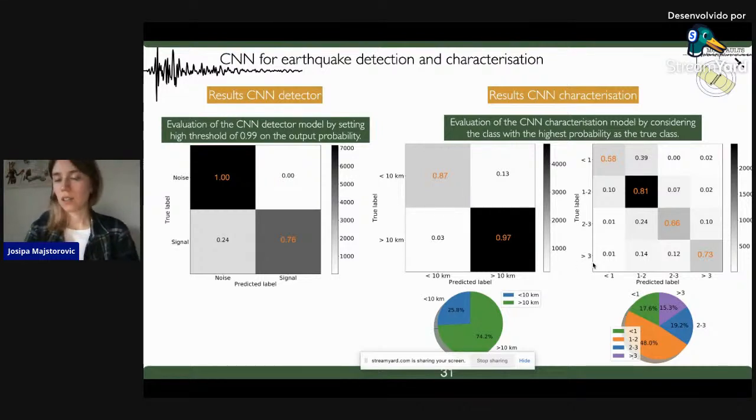Magnitude is quite complicated, and what is good is that the maximum values are actually reached on the diagonal of this confusion matrix. So it means that most of the time, not 100% of the time, the model is able to classify the earthquakes based on the magnitude to the true classes.